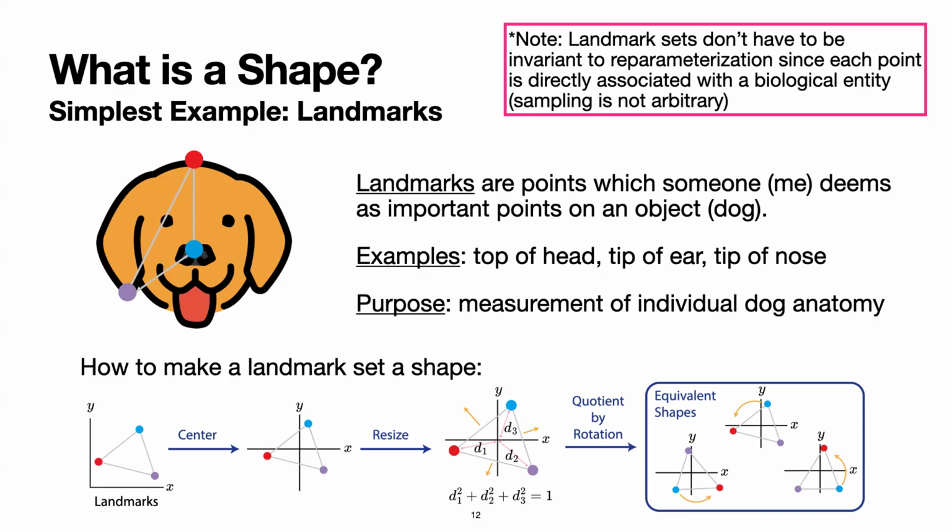So now we can see clearly that landmark sets don't have to be invariant to reparameterization, which is the thing I talked about earlier, where you have a choice of where you put the sampling points around the curve. And the reason they don't have to be invariant is because each point is directly associated with a biological entity. So you don't really have a choice of where you put it, because each point automatically corresponds to something that's physically real and something you already know you want to measure.